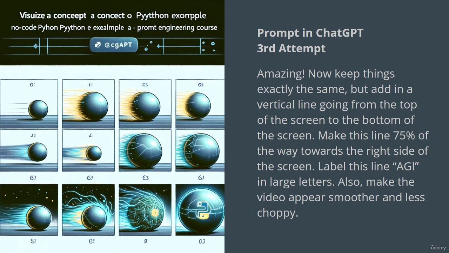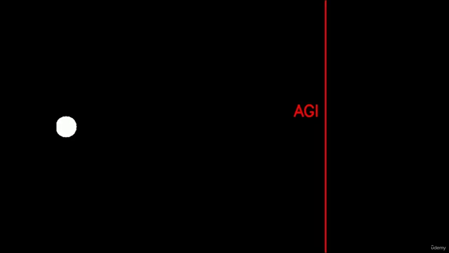Now keep things exactly the same, but add in a vertical line going from the top of the screen to the bottom of the screen. Make this line 75% of the way towards the right side of the screen. Label this line AGI in large letters. Also make the video appear smoother and less choppy than the first one. Okay, so then it gave us the actual video to download. So we downloaded it here, and here is the video clip.